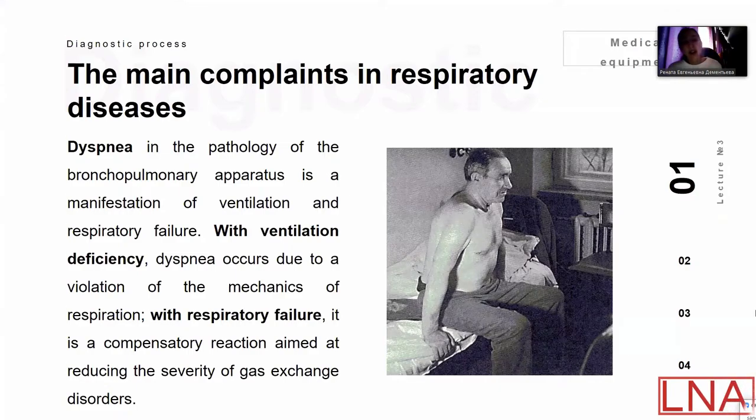So respiratory failure can be a result of ventilation failure, and in fact, at its base it's gas exchange disorders: decreasing the level of oxygen saturation, increasing the level of carbon dioxide, or abnormal gas composition is the base of respiratory failure. So ventilation failure means a broken mechanism of respiration, exactly the mechanical part of respiration, and respiratory failure is connected with gases, gas exchange disorders.